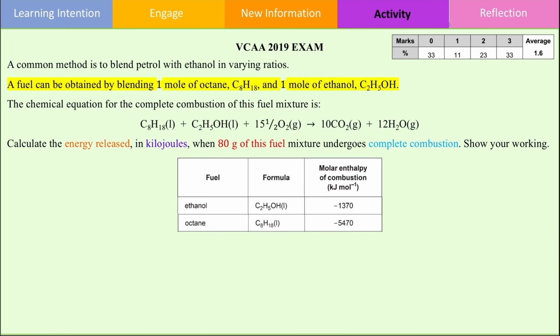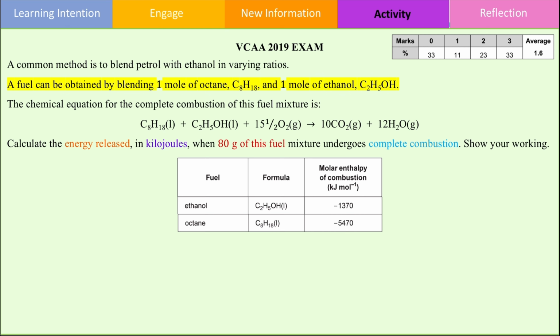In this question, we are told that the fuel is a mixture made by blending octane and ethanol in a 1:1 mole ratio, and we are asked to calculate how much energy is released when 80 grams of this fuel undergoes complete combustion. This makes the question challenging because we are not given the mass percentage of each fuel.